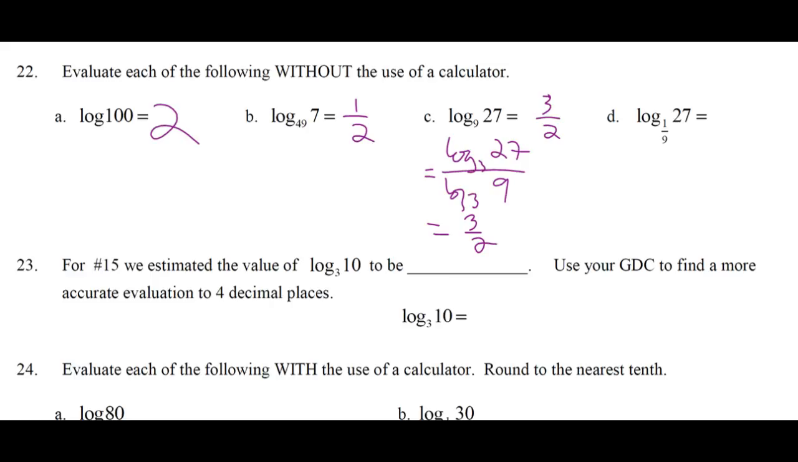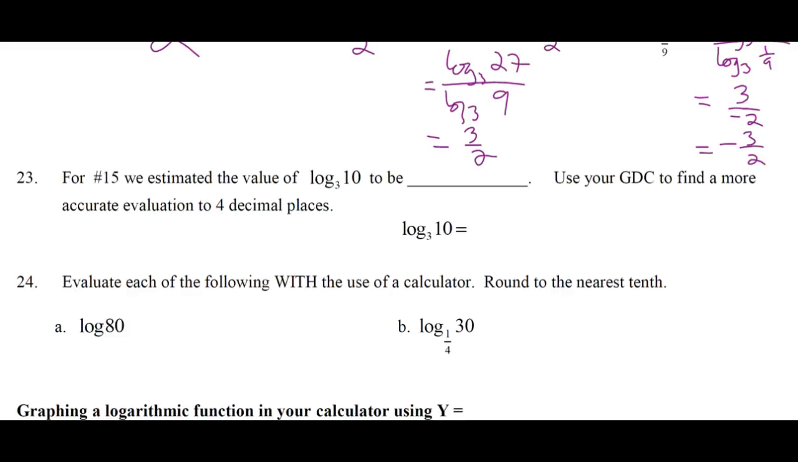Okay, log base 1/9 of 27. Same deal. 3 to the what gives you 27? 3 to the what gives you 1/9? Okay, let's do it this way. 3 to the what gives you 9? 2, so then it's negative 2. So this is negative 3/2. Okay, now you could, of course, do this on your calculator, right? Log 27 divided by log 1/9. That would work.